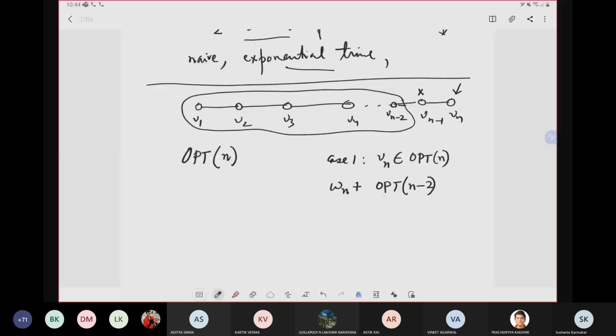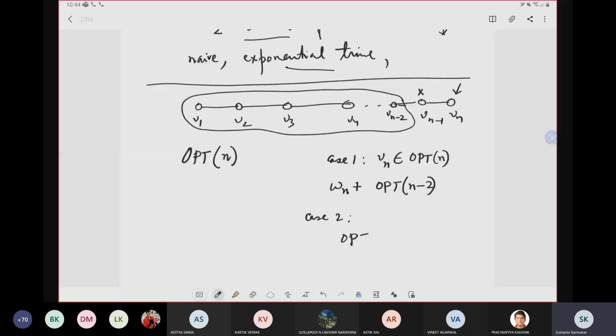Case 2 is when Vn is not in the final solution. If Vn is not in the final solution, then the value is essentially opt n minus 1. So up to this n minus 1, you can just discard Vn and you have this part. And in this subset, V1 to Vn minus 1, what is the optimal solution? That is the solution. Okay.